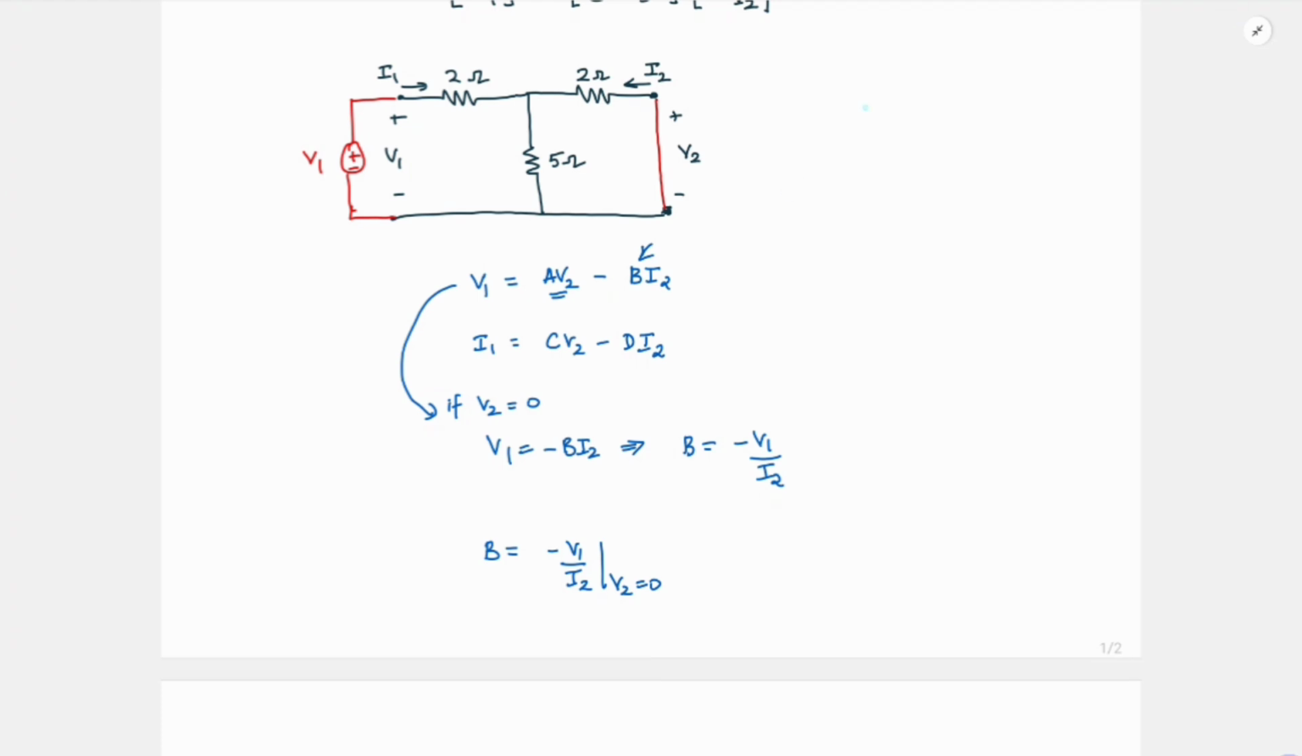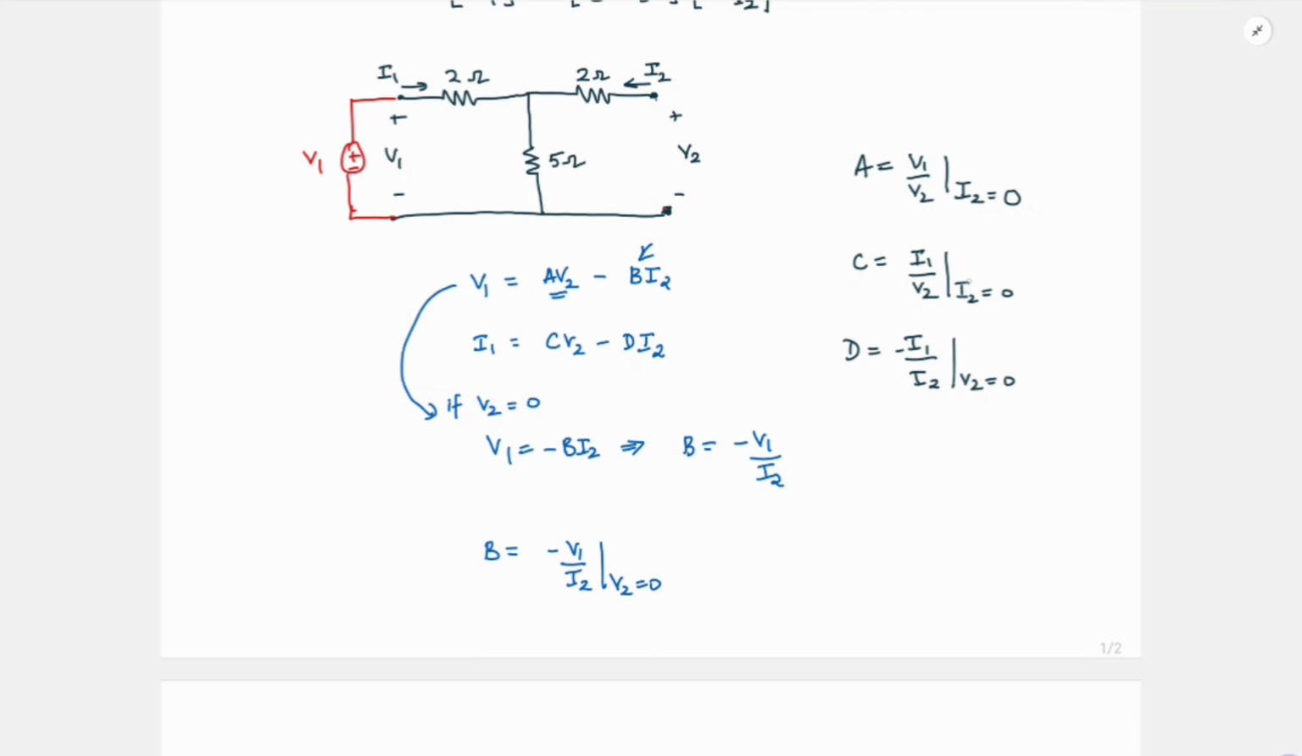Similarly for A and the others: here A is nothing but V1 by V2 with I2 equal to 0, so we want I2 to be 0. For I2 equal to 0, you have to open circuit the output side, so there cannot be any current flowing there. Similarly, C is I1 by V2 when I2 equal to 0. And D is I1 by I2 with a minus sign when V2 is equal to 0. This is how you need to find them.